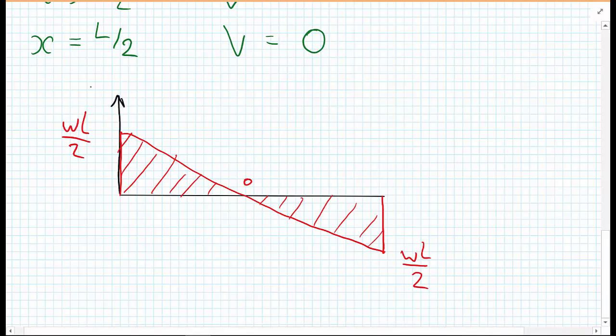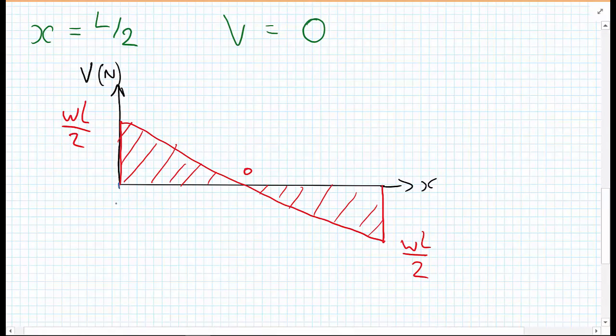Again, we put a coordinate axis V and the units that you're considering in the system. This is the coordinate x along the beam, and we can mark up some points along the beam: x equals 0, x equals L upon 2, and x equals L. And this is the shear force diagram for a UDL on a simply supported beam.